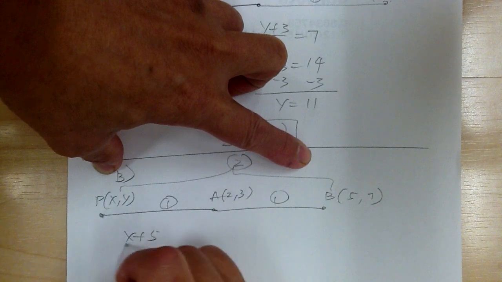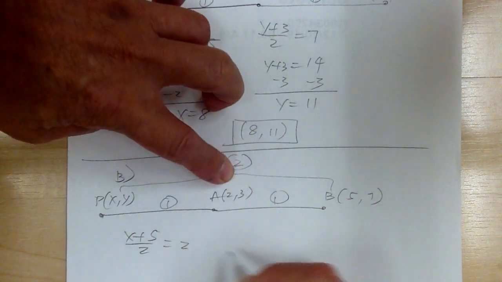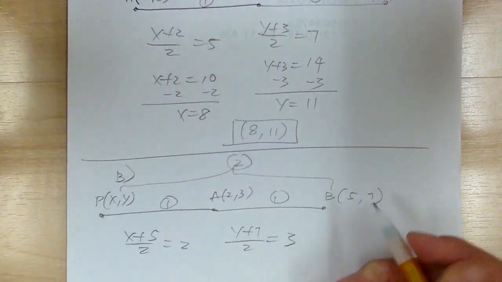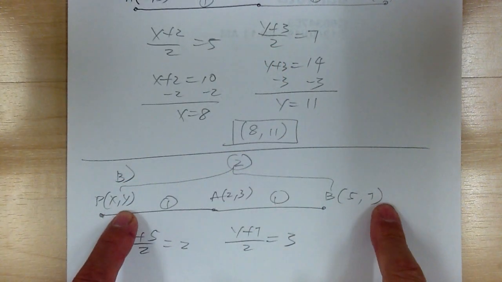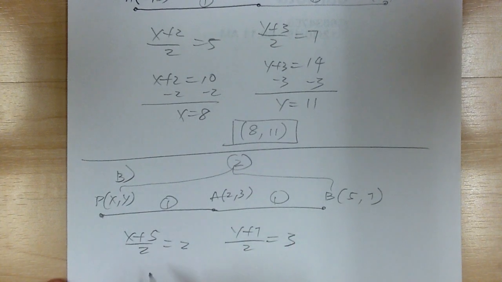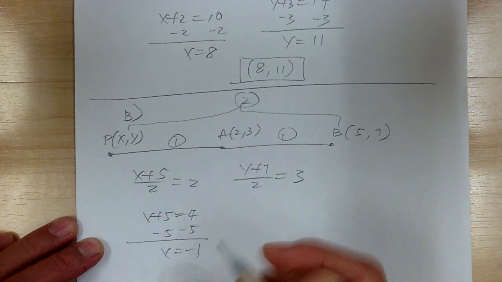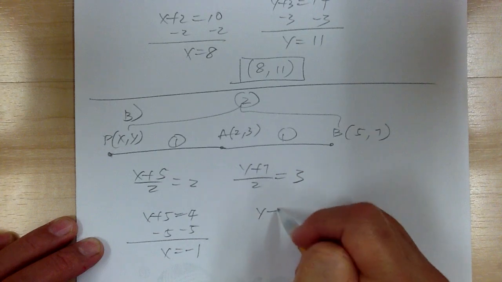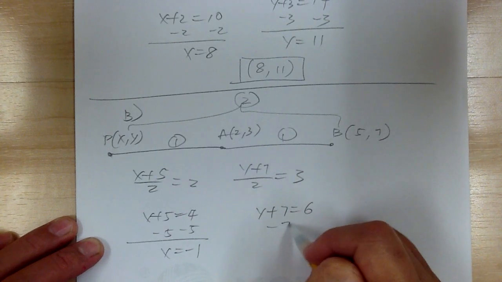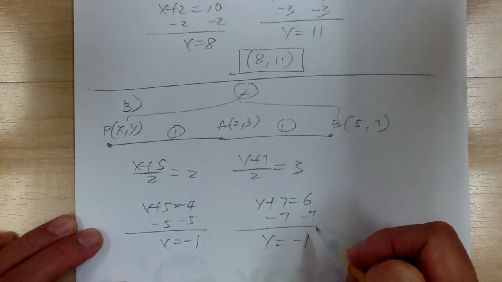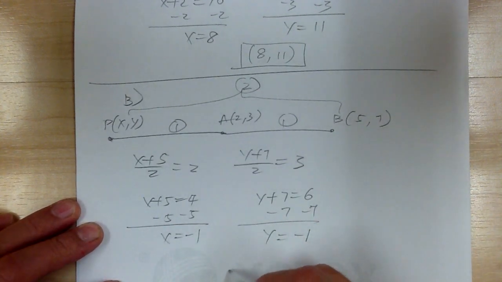So (x plus 5) divided by 2 will give you the midpoint. The y, so (y plus 7) over 2 will give you 3, right? So again, here's your midpoint. You add, divide by 2, get the average. Okay, so you're going to get x plus 5 equal to 4 minus 5, so x equal to -1. Over here, you cross multiply, you get y plus 7 equal to 6, minus 7, so y equal to -1. Okay. So in this case, your point would be (-1, -1).